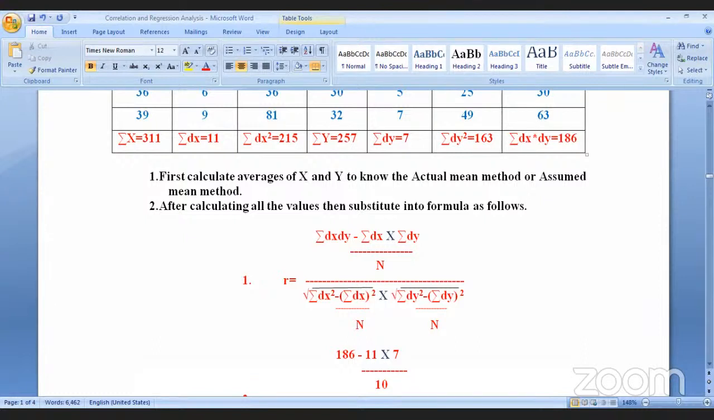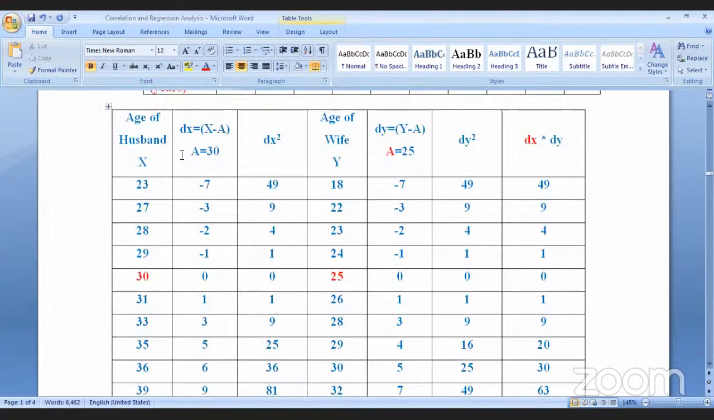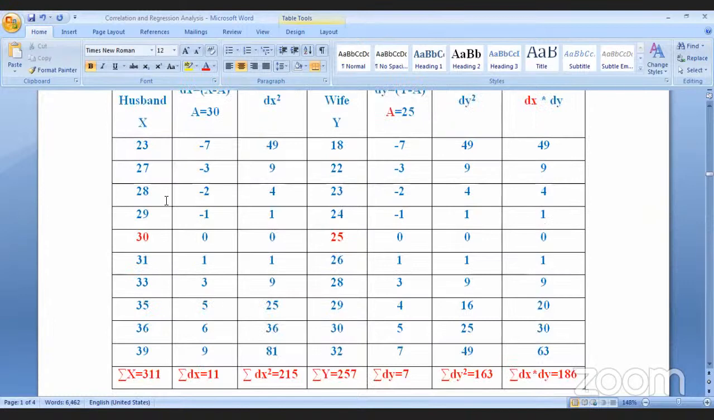So we need to apply the assumed mean method. Here, instead of x, I will write dx is equal to x minus a, where a stands for the assumed mean. You can take any value out of these 10 values; that is your option. I have taken 30, the fifth place. You can take 23 or 27, 28, 29, 30, 31, 33, 35, 36 or 39. The assumed value is our wish. In this problem I have taken 30 as the assumed mean.